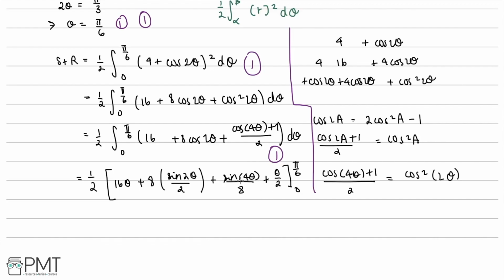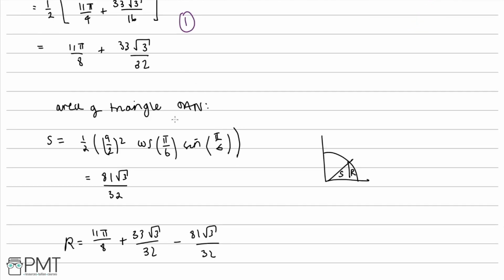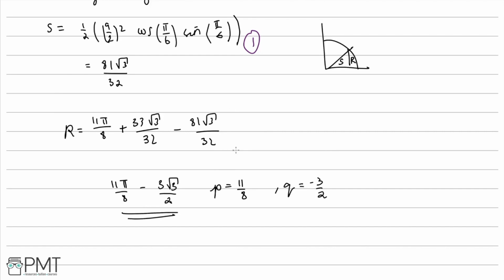You get another mark for actually integrating. And you get another mark for substituting our value of pi over 6, so this mark over here. You get yet another mark for calculating the area of the triangle. You get a method mark for subtracting the area of the triangle from the area of S plus R. And you get a final accuracy mark for arriving at the correct conclusion.